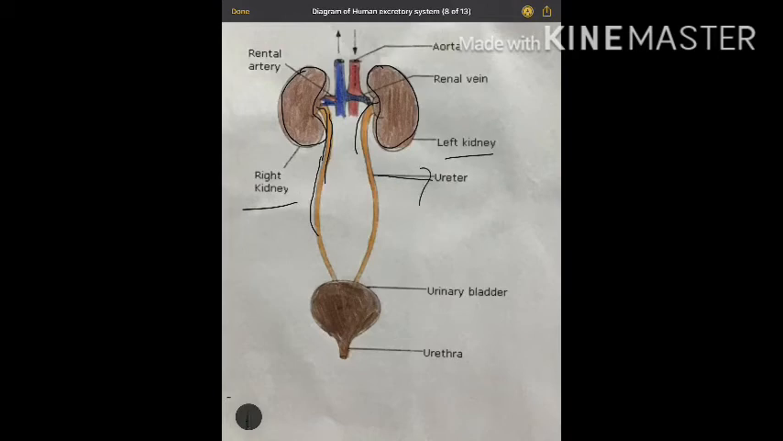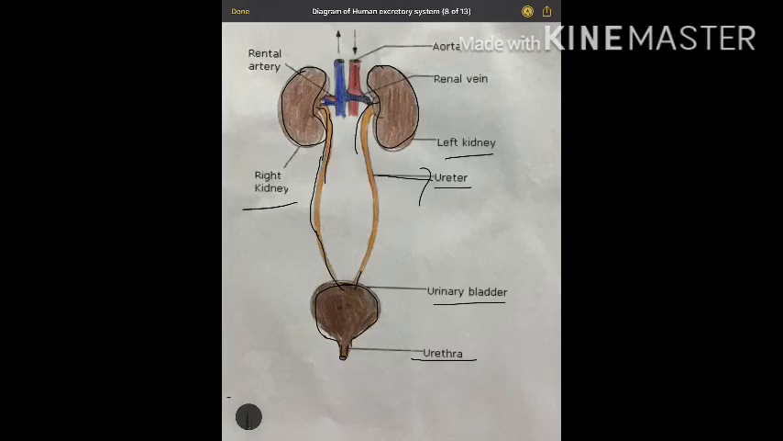All right, these are called ureters, and these ureters are in turn connected to the urinary bladder, a sac-like structure which stores urine. When this bladder is full, in nearly 3-4 hours we feel like urinating. Then the urine passes out through this small tubular structure which is called the urethra. All right, so this way this excretory system functions.